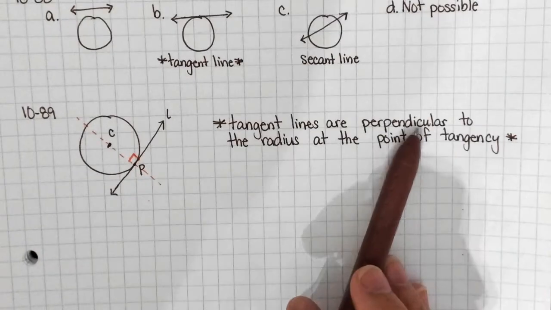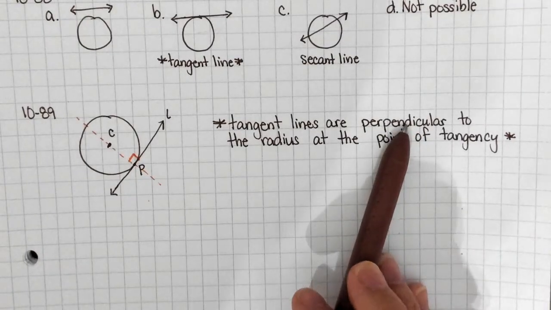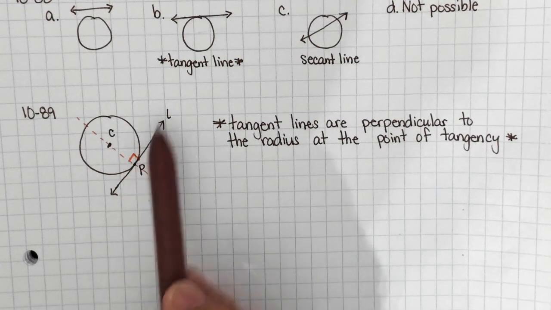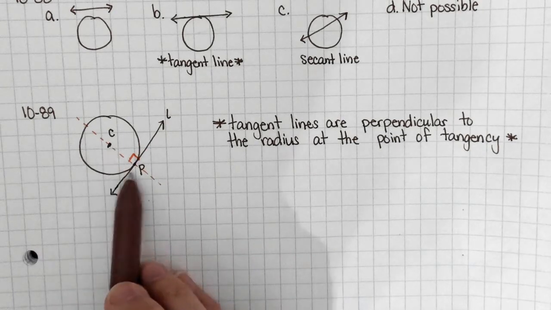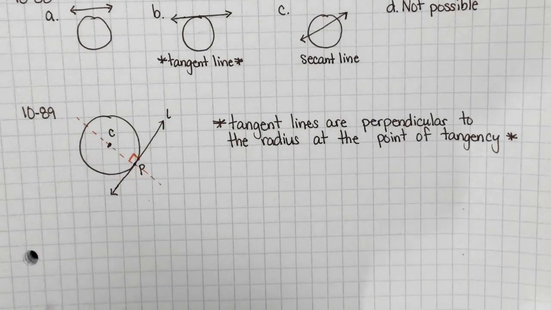So this just means tangent lines are perpendicular, means they make a right angle, to the radius at the point of tangency. Anytime there's a tangent line, if you connect the point of tangency to the center, you have a right triangle or right angle.